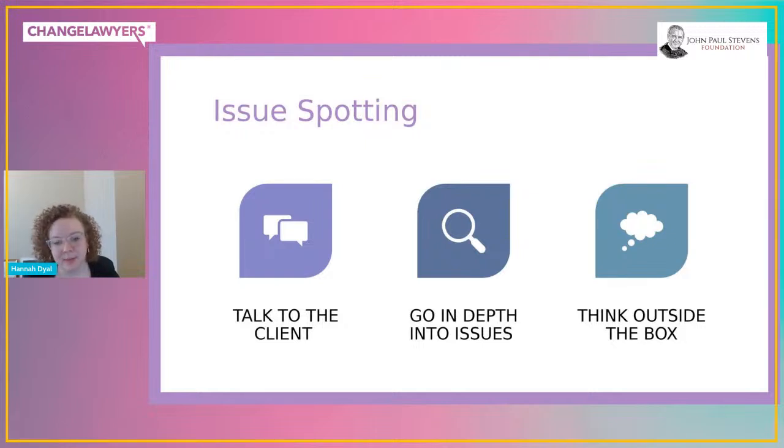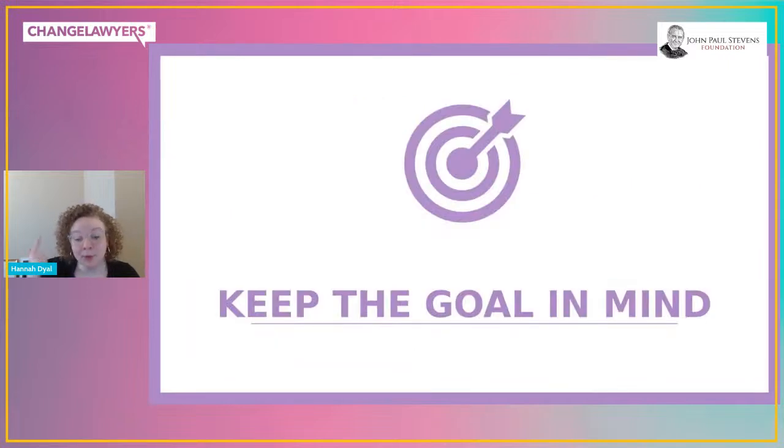And then think outside the box, try to see if there's ways to prevent future problems with the legal work that you're doing now. Try to see if there are other underlying problems that may have created the problems the client is currently facing, and see if that can be addressed. Again, that varies depending on the area you're working in. Keep the goal in mind.